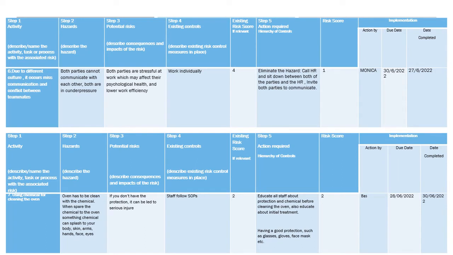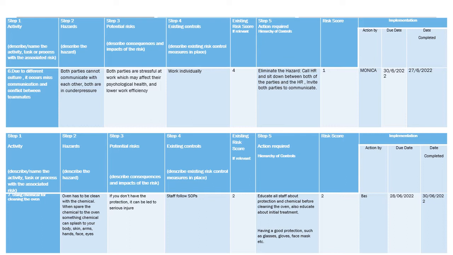Number six, the hazards of colleagues due to different cultures in the workplace. They might miscommunicate, so both parties cannot communicate with each other, which may affect their psychological health and lower work efficiency.